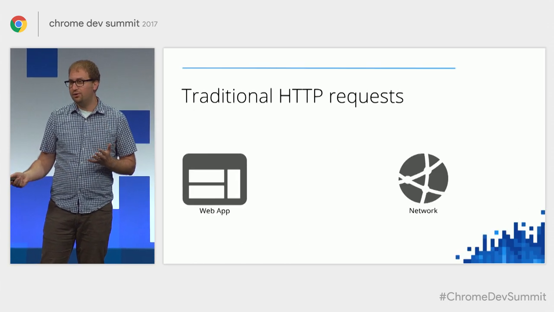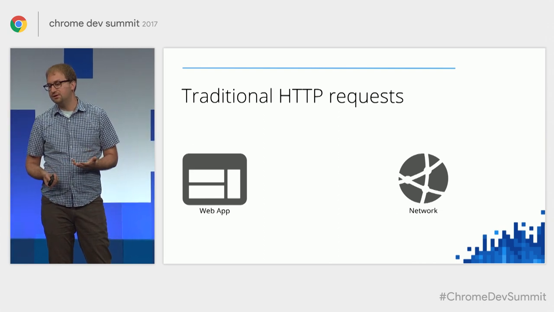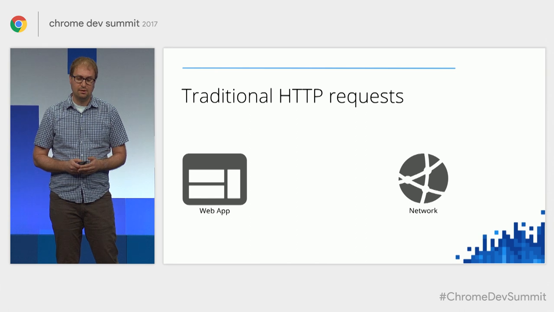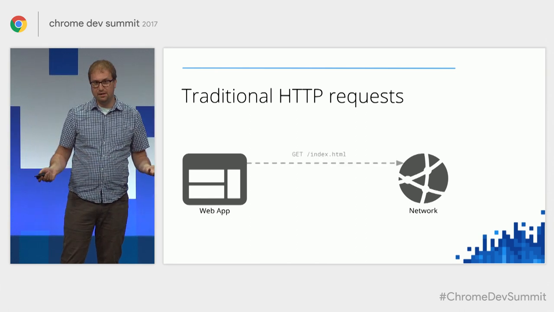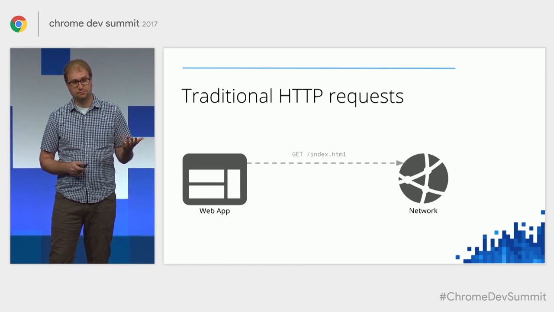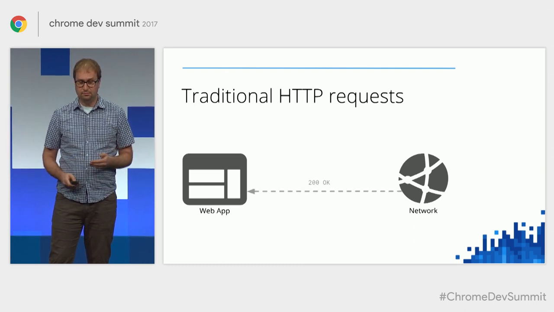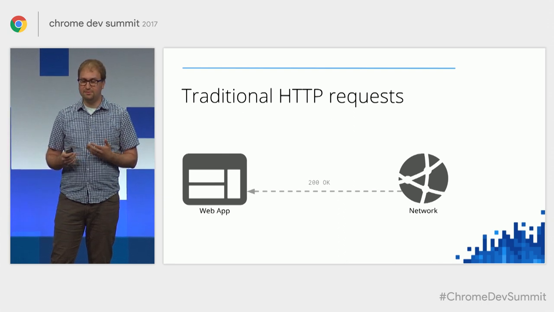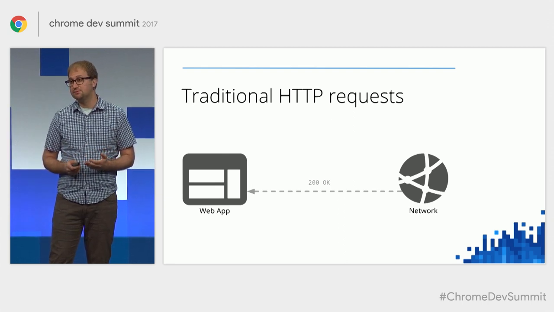So understanding how and from where your web app loads data is really the key to understanding your web app's performance. In a traditional model, web apps make HTTP requests against the network, like this request for some HTML. And if all goes well, which isn't always a safe assumption, the network returns a successful response with the data our web app needs.